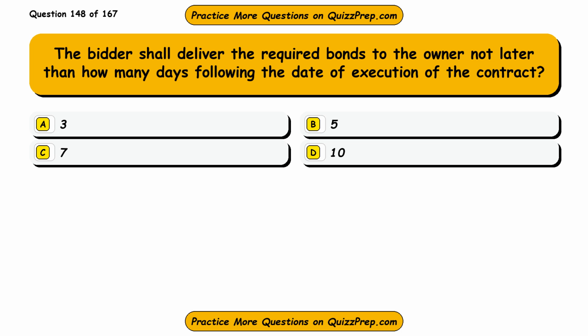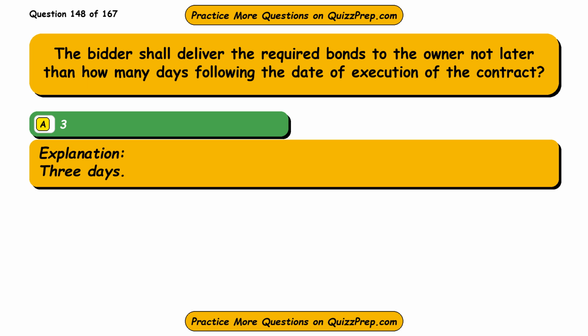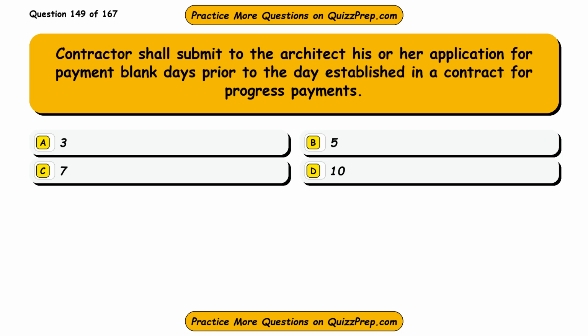Question 148. The bidder shall deliver the required bonds to the owner not later than how many days following the date of execution of the contract? Option A, 3. Option B, 5. Option C, 7. Option D, 10. The correct answer is option A, 3. 3 days.